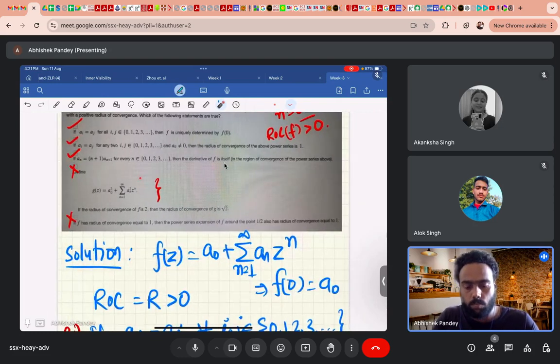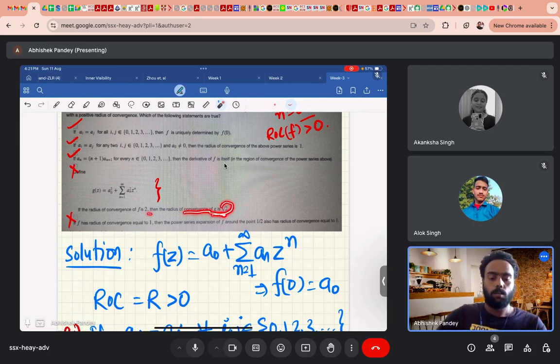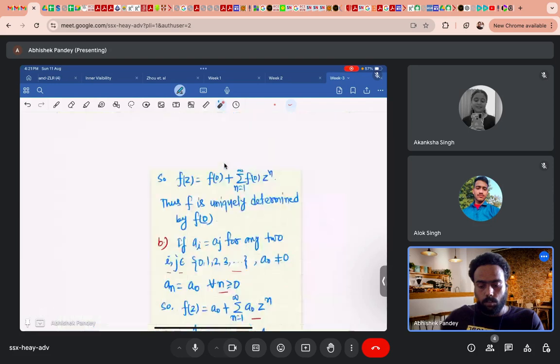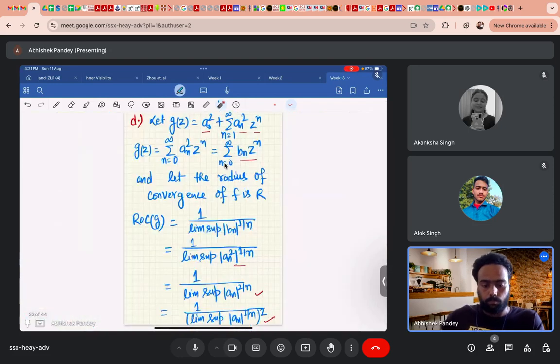Now let us see the next one. Define g(z) equals the sum of a_n squared times z^n. If the radius of convergence of f is 2, then the radius of convergence of g is root 2. Let us see this one. So g(z) is defined as this, summation n equals 0 to infinity a_n squared z^n. Let us write it down: summation n equals 0 to infinity b_n z^n.